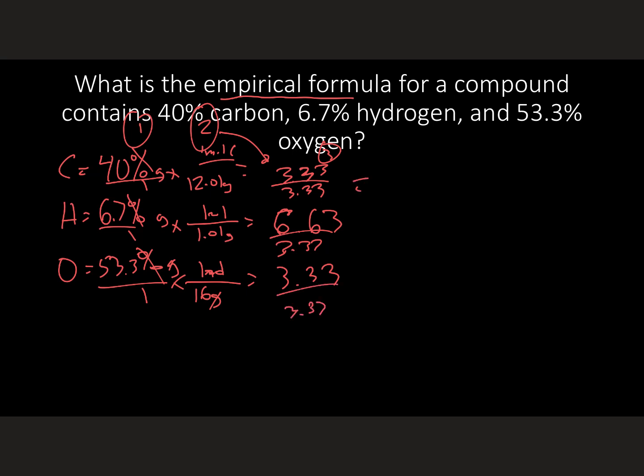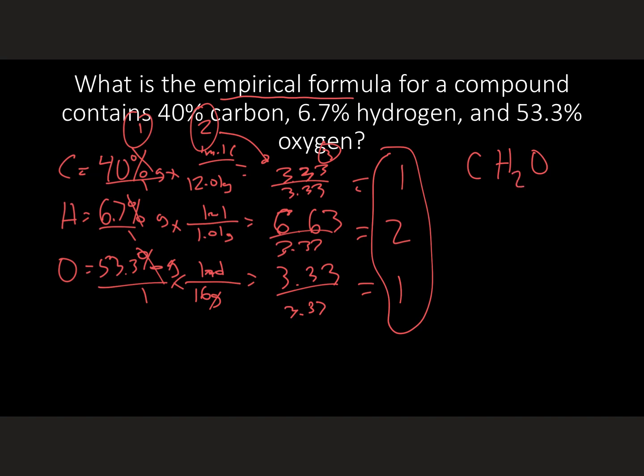Okay, so that's going to be 1, 2, 1. Now these are the coefficients for, or I should say, the subscripts for our elements. So C1, H2O1. So that is the empirical formula.